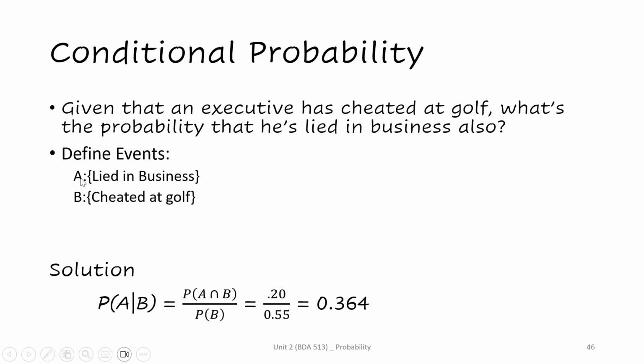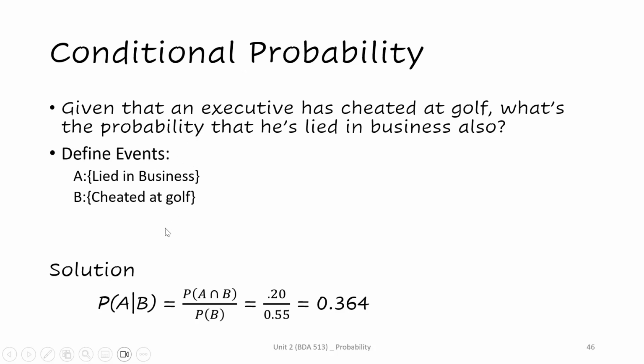So I'm saying here that if you define your events, A as lied in business and B as cheated at golf, then you know that your given is the B, that is cheated at golf. That's what I'm saying, because that is what was given to us in the question. Okay?